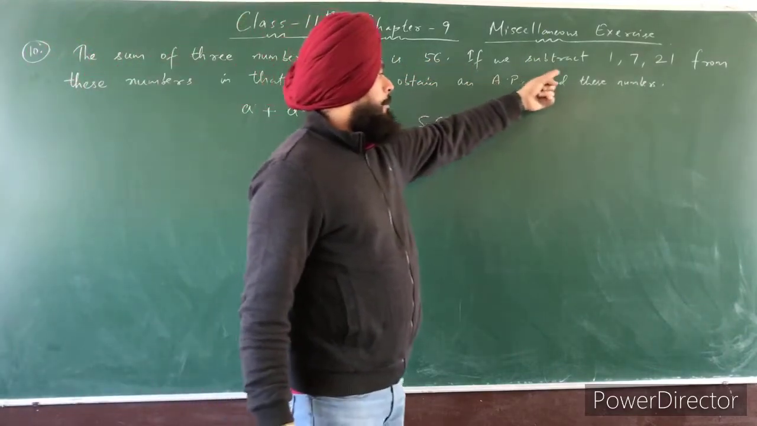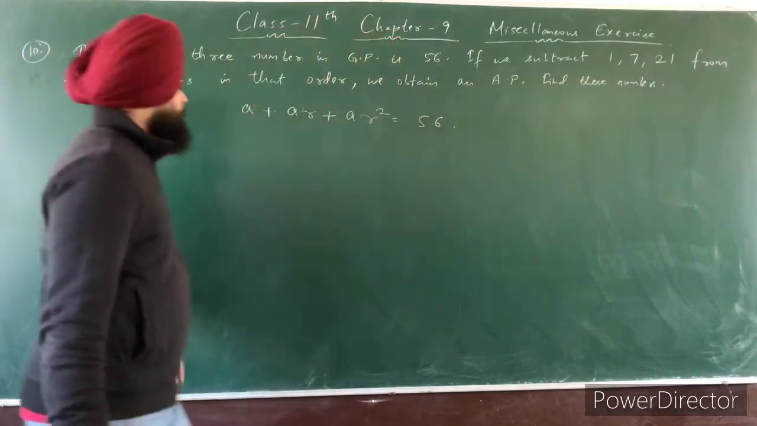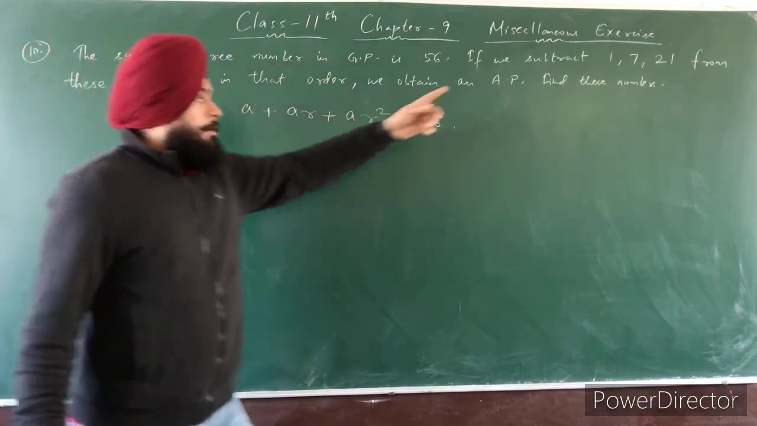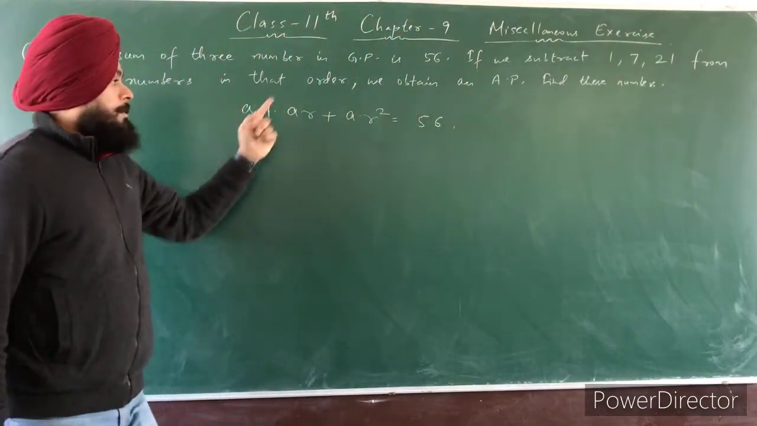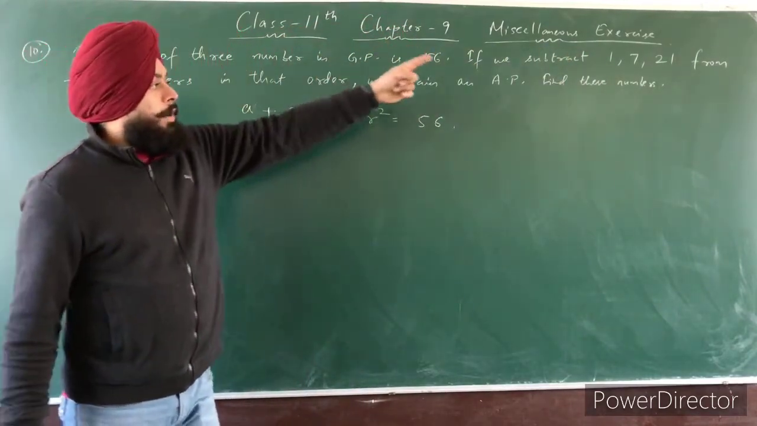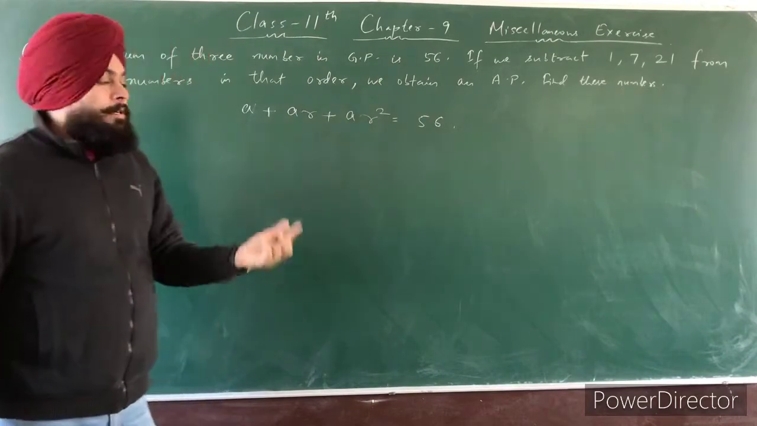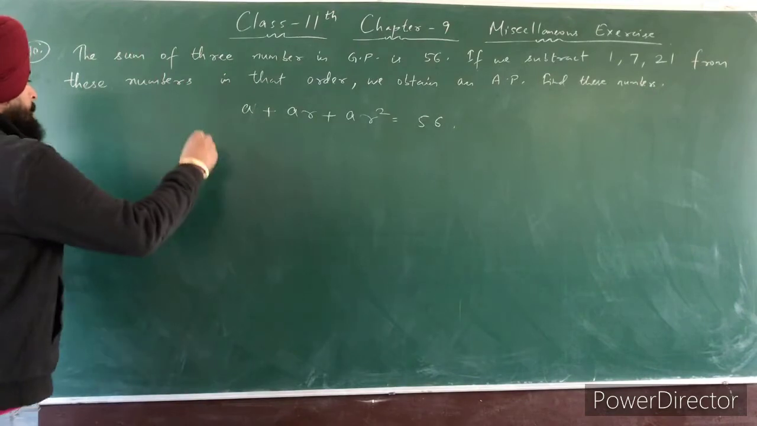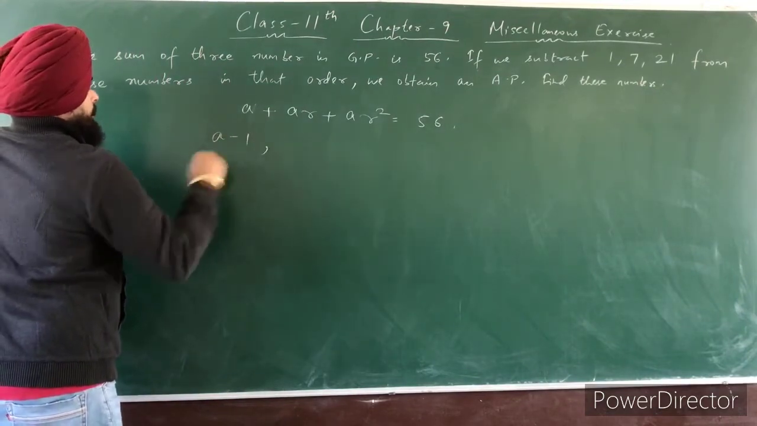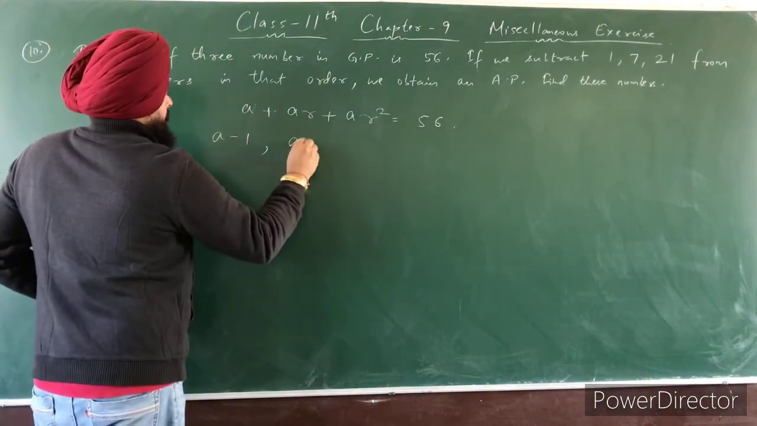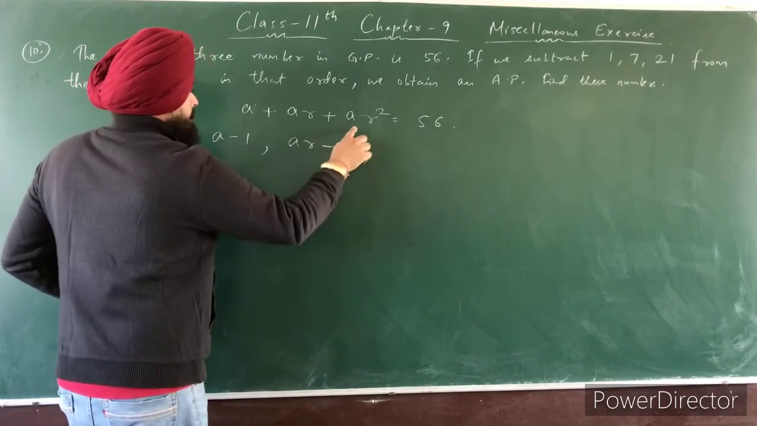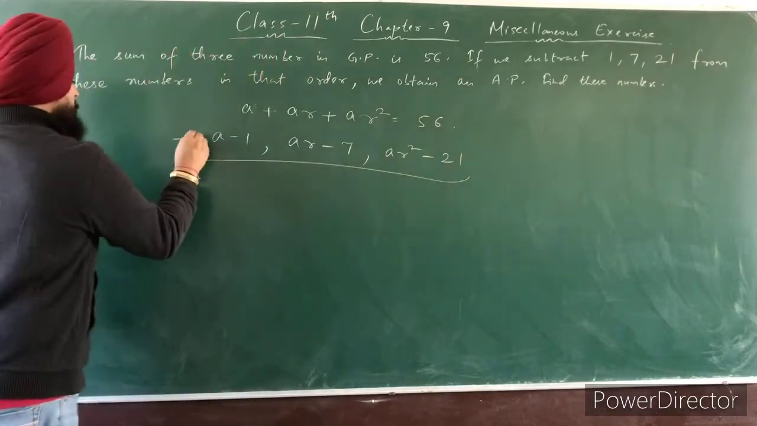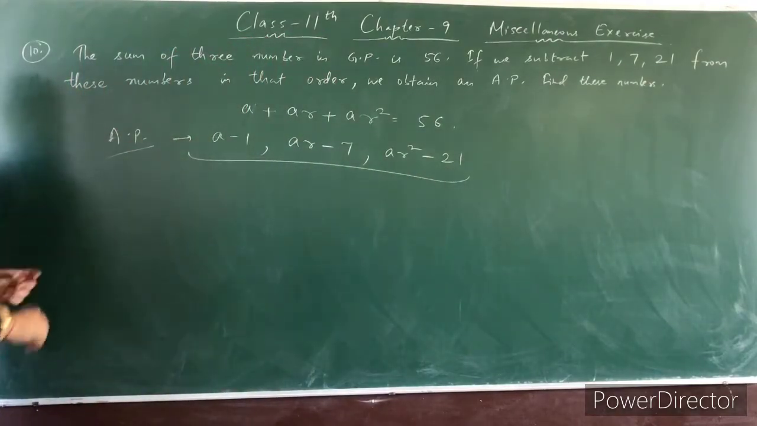After that, if we subtract 1, 7, 21 from these numbers in that order, means 1 is subtracted from the first number, 7 is subtracted from the second and 21 is subtracted from the third, then we obtain an AP. AP is arithmetic progression. So, a minus 1, second is ar minus 7, third is ar square minus 21. So this series is in AP.